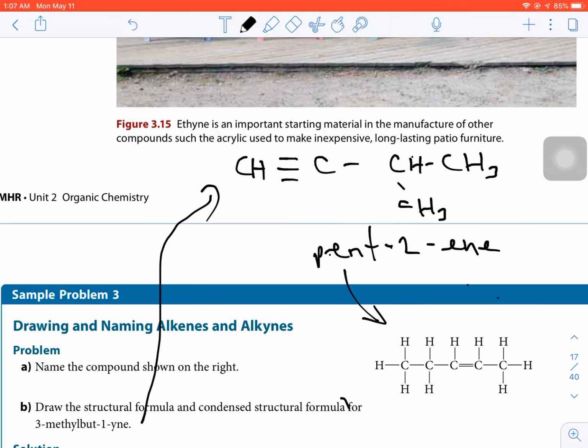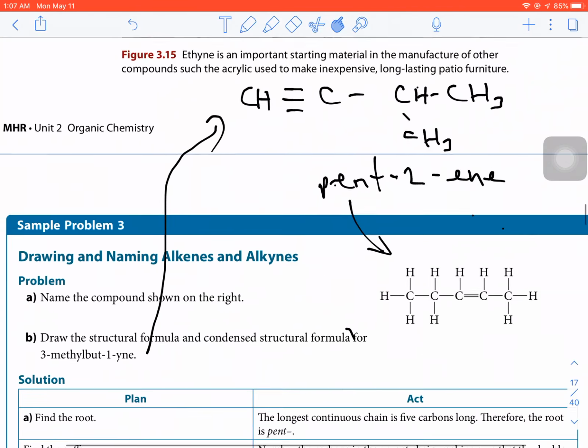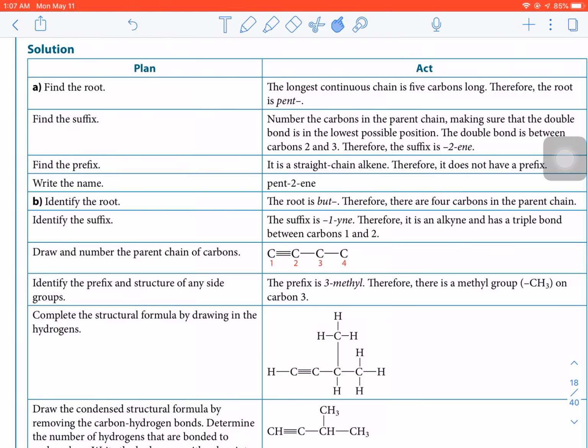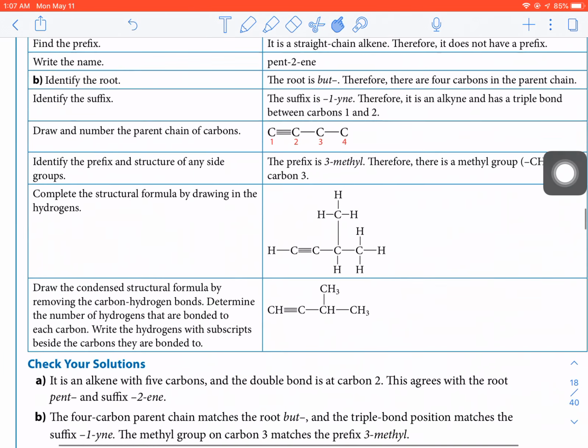Okay, so hopefully that makes sense. The textbook walks you through the drawing of all these things, right? But again, very similar to what I've done. Again, you can see there's the but-1-yne, 4 carbons with a triple bond at the beginning. And then I've got to add my 3-methyl and then put in all my hydrogens.